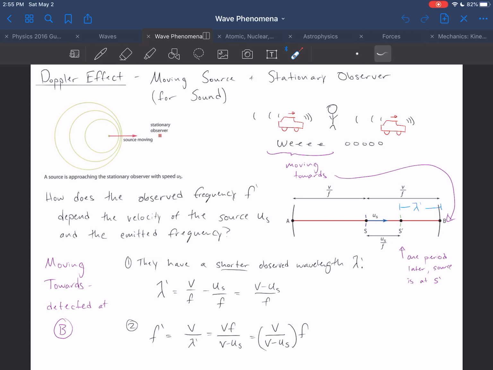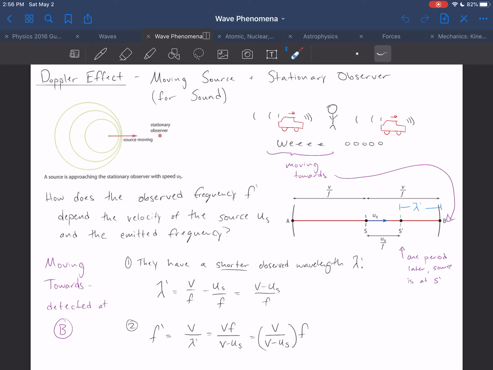All right, well that gives us this distance minus this one. One way to think about that, in case you didn't follow that, is that this u_s divided by f is a lot like saying u_s times T, the time period. So the speed of the source times the time period is this term. Those are equivalent because T is 1 over f. So now we stick those together. We say, all right, lambda prime is (v minus u_s) divided by f.